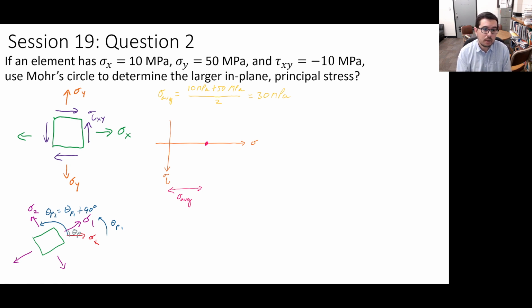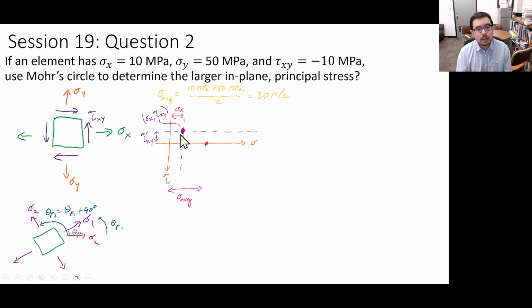We're going to go ahead and proceed with using sigma x and tau xy. Sigma x is less than sigma average, so it's going to be left of the center, and we can draw sigma x as so. Tau xy is negative, which means that it's going to be above the sigma axis. And so we can draw a horizontal line representing that distance as we see here. And the point on our circle will be where these two dashed lines intersect.